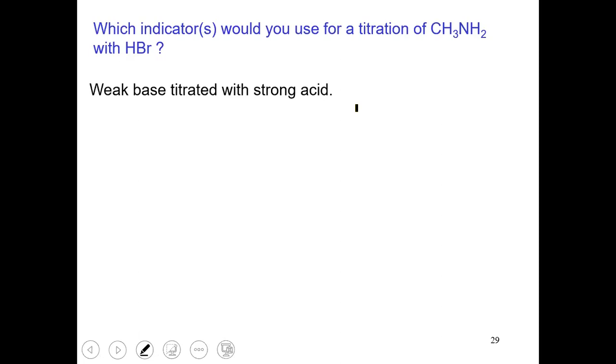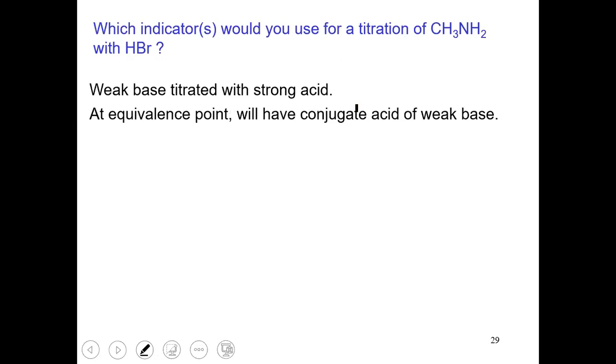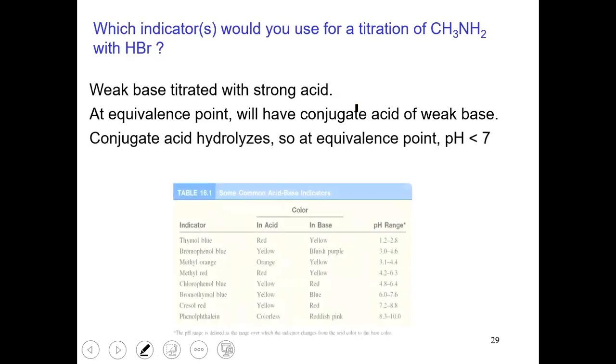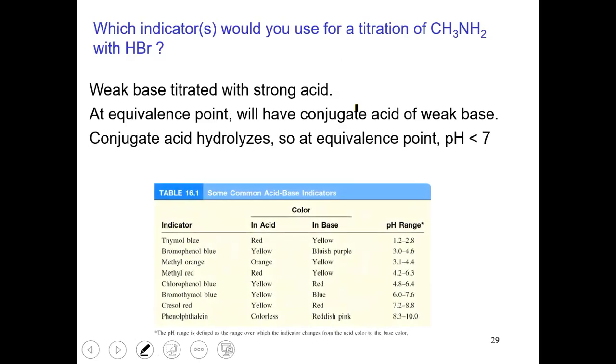Remember that this is going to be a curve that's going to go downward. It's going to start at a high pH, and it's going to slope down and very rapidly decrease around the equivalence point until it settles at a lower pH when you have the excess acid, right? So at the equivalence point, this base is going to generate a conjugate acid, and that conjugate acid is going to hydrolyze. So that means that you're going to have, at the equivalence point, a pH that is less than 7. It's going to be acidic.